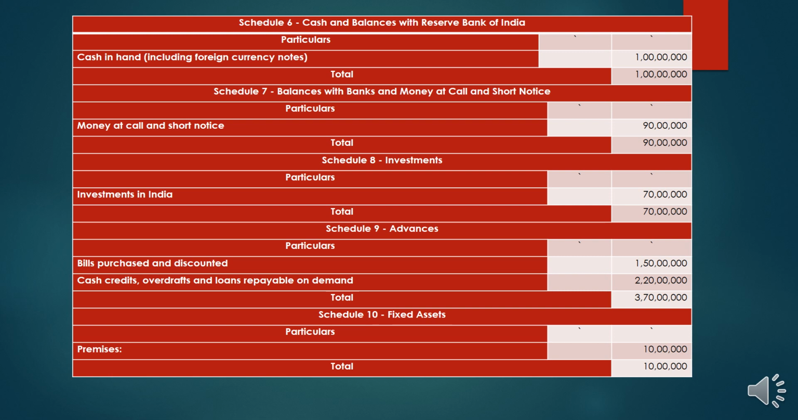Next, under schedule number 6, cash and balance with RBI. We have cash in hand. Under schedule number 7, we have money at call and short notice. Schedule number 8, investments, 70 lakh. Schedule number 9, advances. We have bills purchased and discounted, cash credits, overdrafts and loans repayable on demand. And schedule number 10, fixed assets. We have premises.